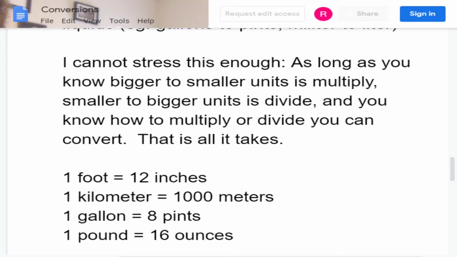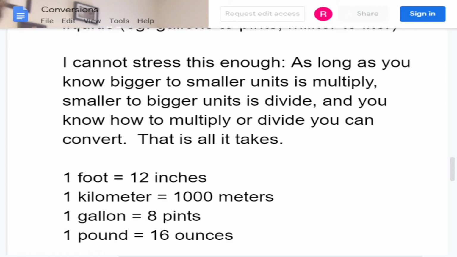I will mention that time is slightly different, so I'll cover time in a different video, just because it's a little different because there's only 60 minutes in an hour. So, if you're just doing hours to minutes, it's pretty much the same. But figuring out elapsed time and things like that is a little different.